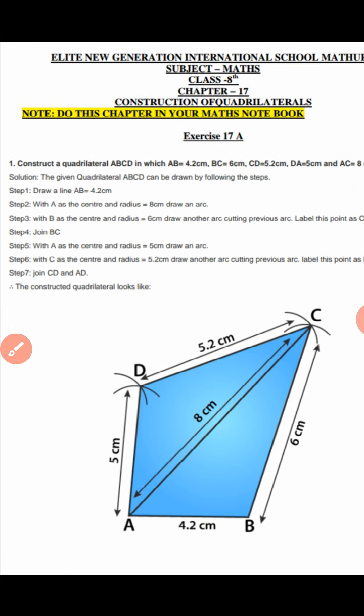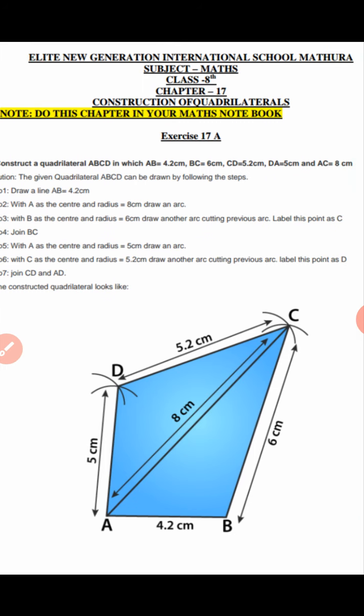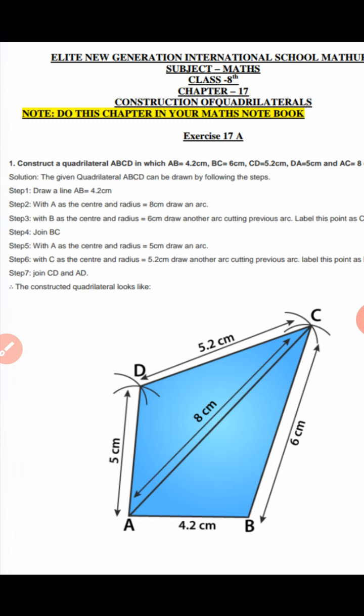So watching these steps of construction: step number 1, draw a line AB equals 4.2 centimeter. Then step 2, with A as center and radius equals 8 centimeter, draw an arc. Then step 3, with B as center and radius 6 centimeter, draw another arc cutting the previous arc. Now label this point as C. Then step 4, join BC.